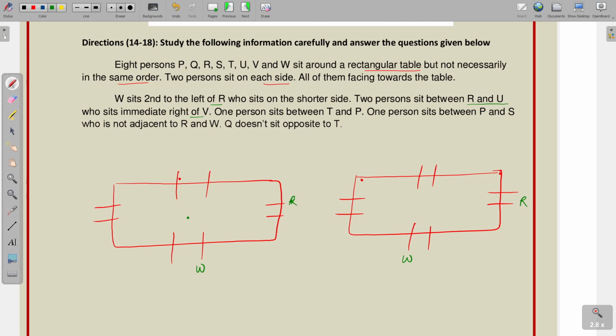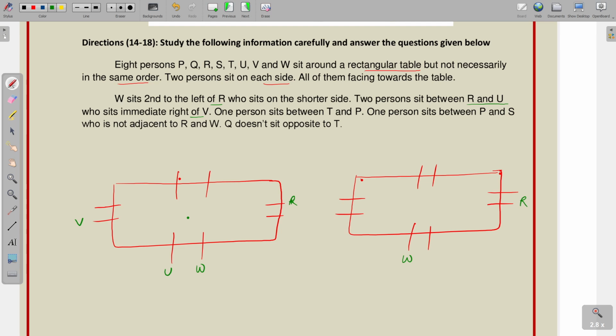Next, 2 persons sit between R and U, who sits immediate right of V. Between R and U, there are 2 persons: 1, 2. So here U is coming, and U sits immediate right of V. So if I place V here, U is the immediate right of V. Condition satisfied or not? Condition satisfied.